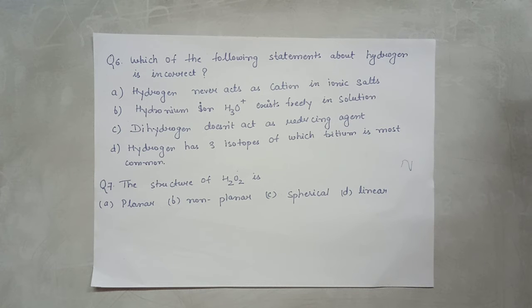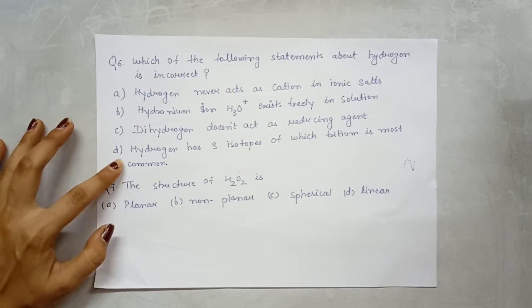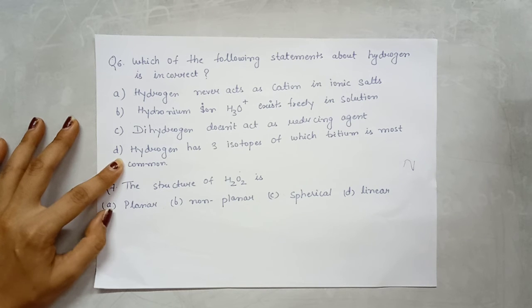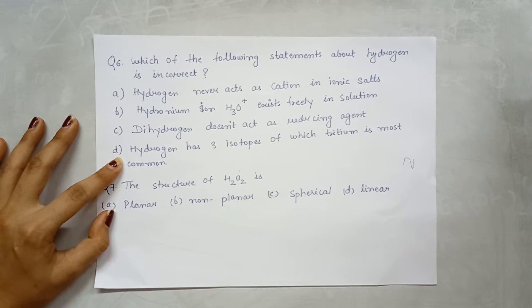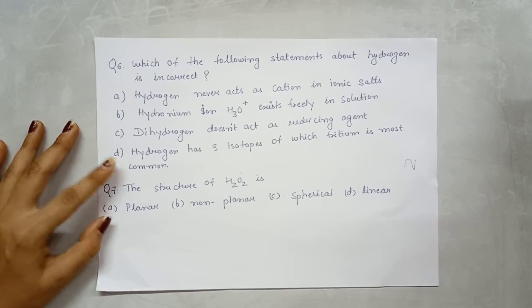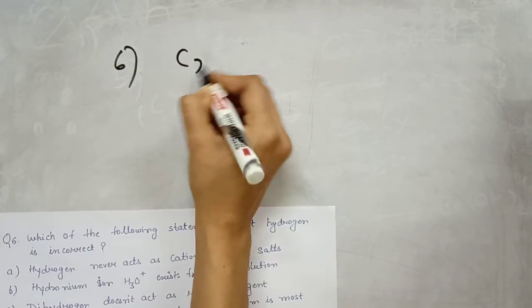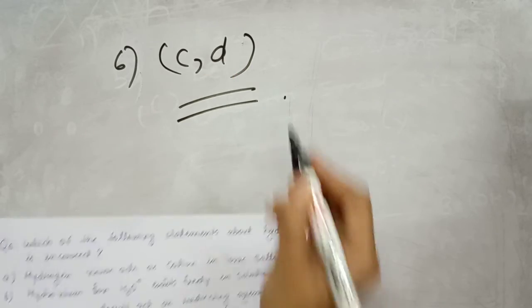Option D, hydrogen has 3 isotopes, of which tritium is most common. Okay, so option C is incorrect and option D also is incorrect. Hydrogen has 3 isotopes, that is correct, but protium is the most common one, okay, with the abundance of 99.98%. That means for 6, C and D will be the incorrect options.